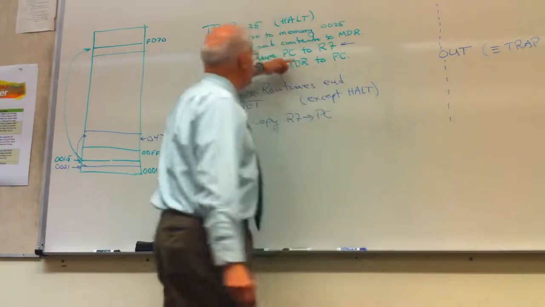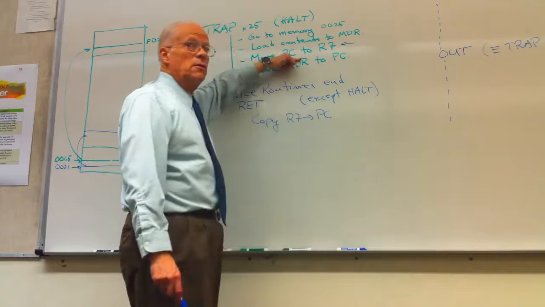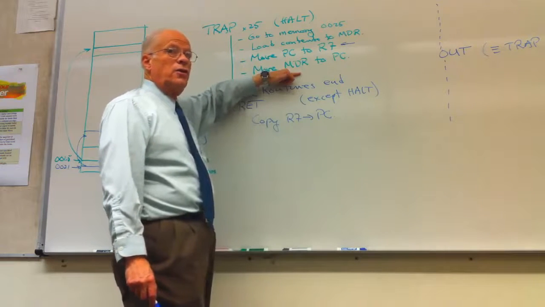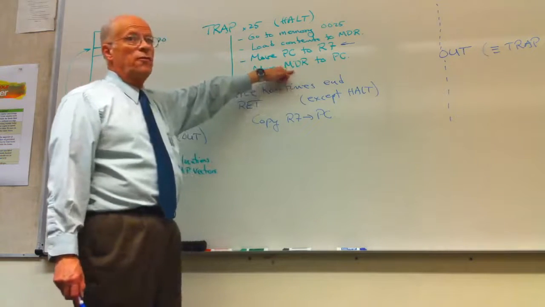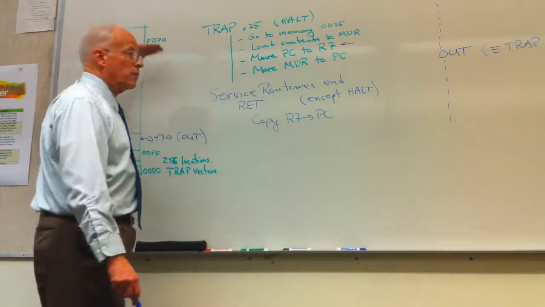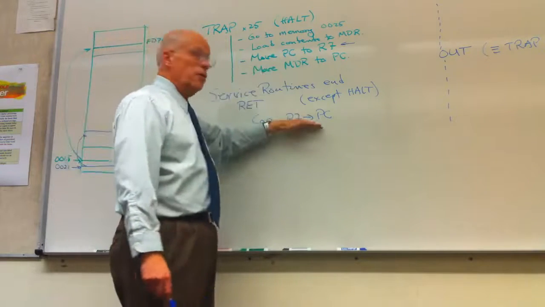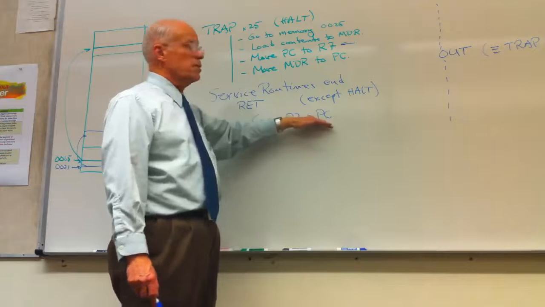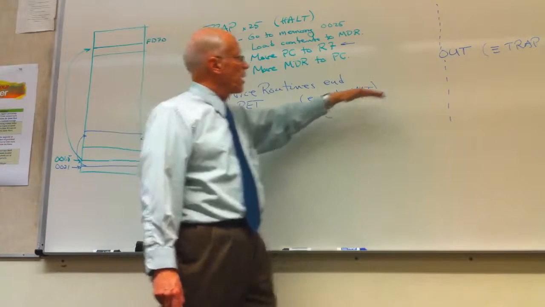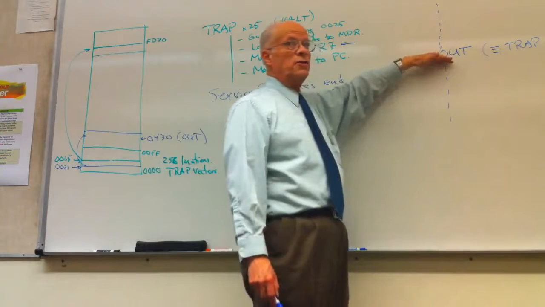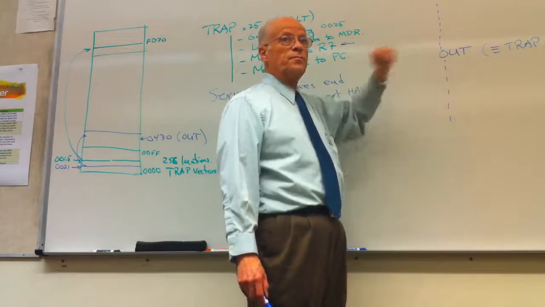Well, you save that. You go down here and execute all this stuff in the service routine, whatever's in there. And then when you execute this thing, it copies that saved value back into the program counter. And so the next instruction to be executed is right here.